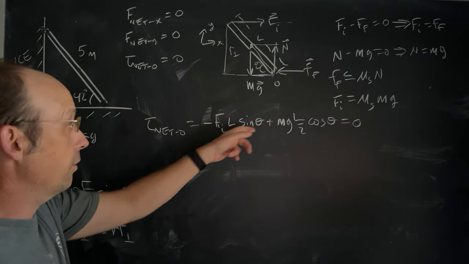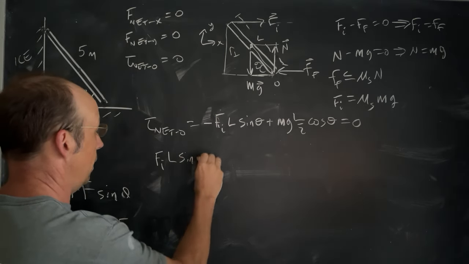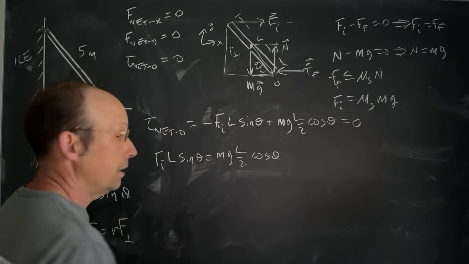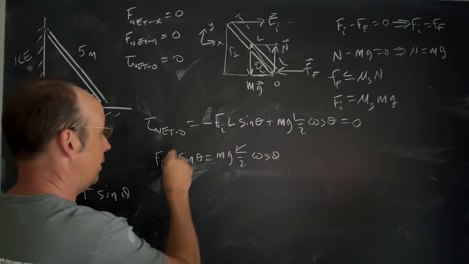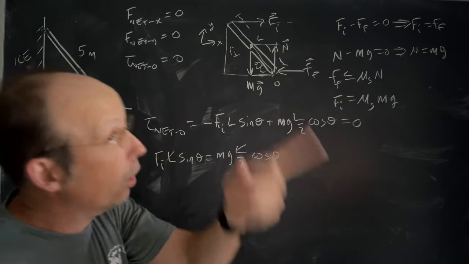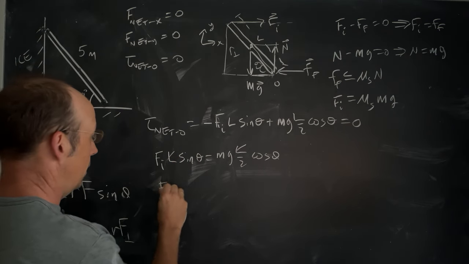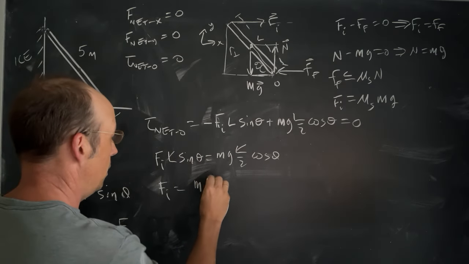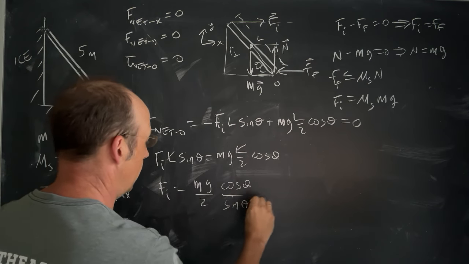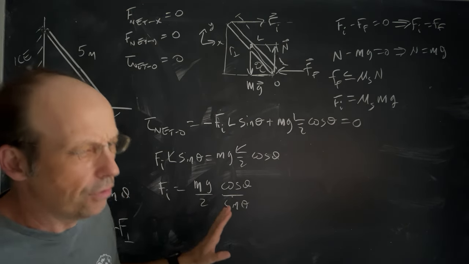So let's add this to the other side, and I get F ice L sine theta equals mg L over 2 cosine theta. Take a look what happened right here. The L cancels. So that's one of those things where if you don't plug everything in right away, you might be rewarded for your good behavior later. And that's my reward. Now I'm going to divide by sine theta. F ice is mg over 2 cosine theta over sine theta. You can write that as cotangent, but I always like to deal with sines, cosines and tangents.